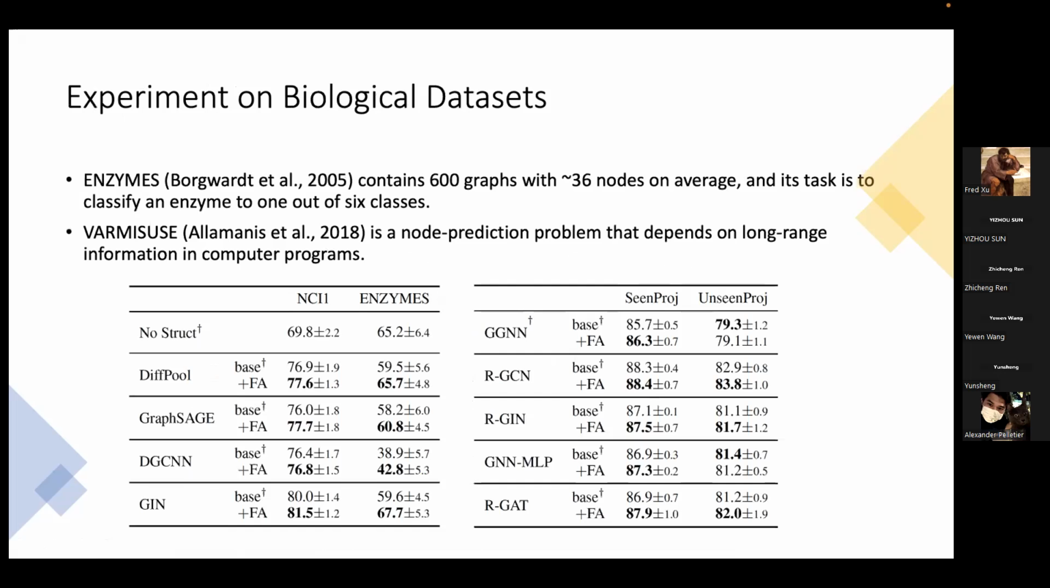So naturally, here are some other results that also show consistent improvement on some biological datasets. Enzymes, and the second one, I think, is about computer programs.